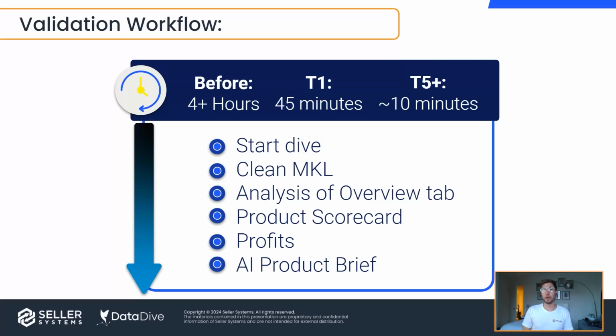We're also going to show you how to run the AI product brief. This is for products that pass validation or ones that are right on the edge. And it's going to give you ways to improve the product, to develop the product, so that if you do launch the product, you're going to have ideas on how it can be improved.